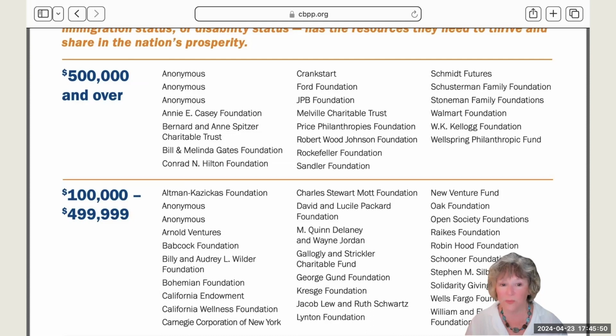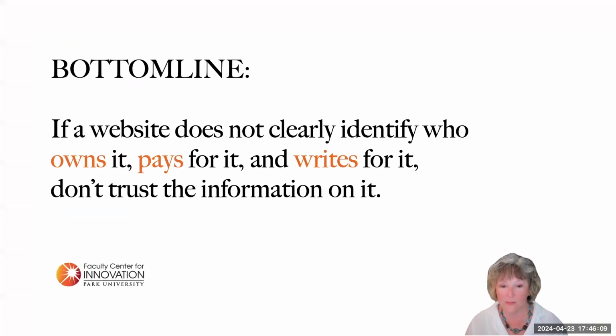It's a wide spectrum. You may notice the anonymous donors. Do not be put off by that as long as there are other donors that are identified. Many charitable trusts only give anonymous donations, so you're going to find some of those. The big thing is you don't want to find a site where all of the donorship is anonymous.